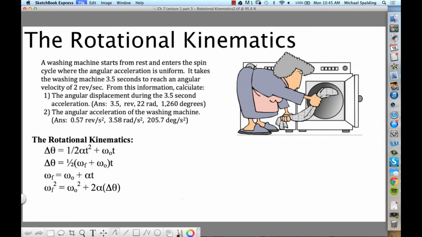Okay, the rotational kinematics. We have a problem. It's a real easy problem. This should take you like 2 or 3 minutes to solve. This washing machine starts from rest. What does this tell you right here? From rest. What is that telling you? Angular velocity initial is 0 revolutions per second.